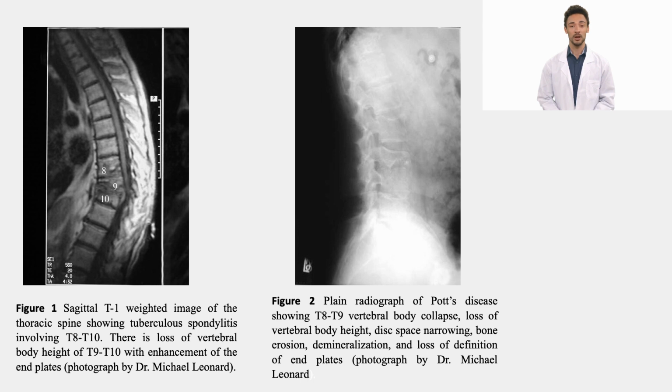Key features to note here are the loss of vertebral body height at T9-T10 and the clear enhancement of the end plates. These are classical radiological signs of tuberculous spondylitis. Moving on to Figure 2, this plain radiograph presents a case of Pott's disease affecting the T8-T9 vertebrae. The collapse of the vertebral bodies, the loss of height, the disc space narrowing, and the bone erosion are clearly noticeable. Additionally, you'll notice the demineralization and loss of definition of the end plates, signs indicative of advanced disease. These images offer a profound, visual insight into the destructive potential of Mycobacterium tuberculosis on the spine.